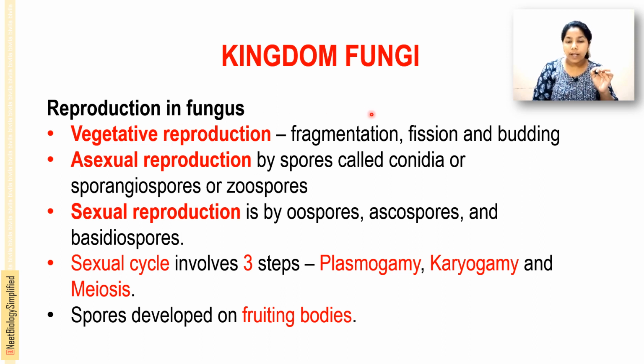Vegetative reproduction occurs by fragmentation, fission and budding. Asexual reproduction is by spores called conidia, sporangiospores or zoospores. Sexual reproduction is by the oospores, ascospores and basidiospores. The sexual cycle involves three steps: plasmogamy, karyogamy and meiosis.